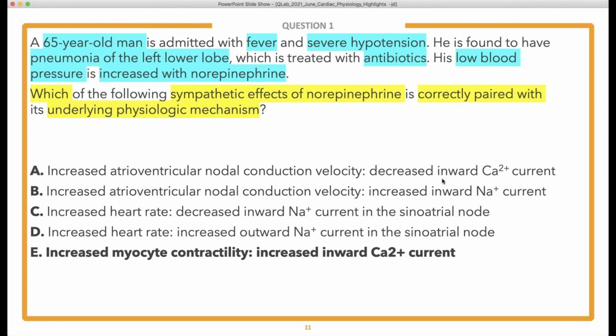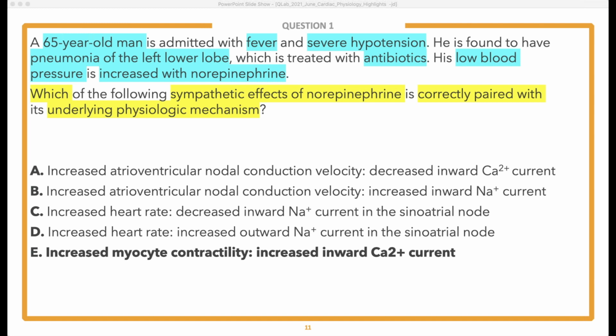What about the other answer choices? Well, answer choice D, increased heart rate, is actually due to an increase in the inward sodium current in the SA node, not an outward sodium current. So that would also be incorrect. Answer choice C, increased heart rate, is caused by an increase in the inward sodium current, not a decrease in the inward sodium current. So that in and of itself is incorrect, just like D.